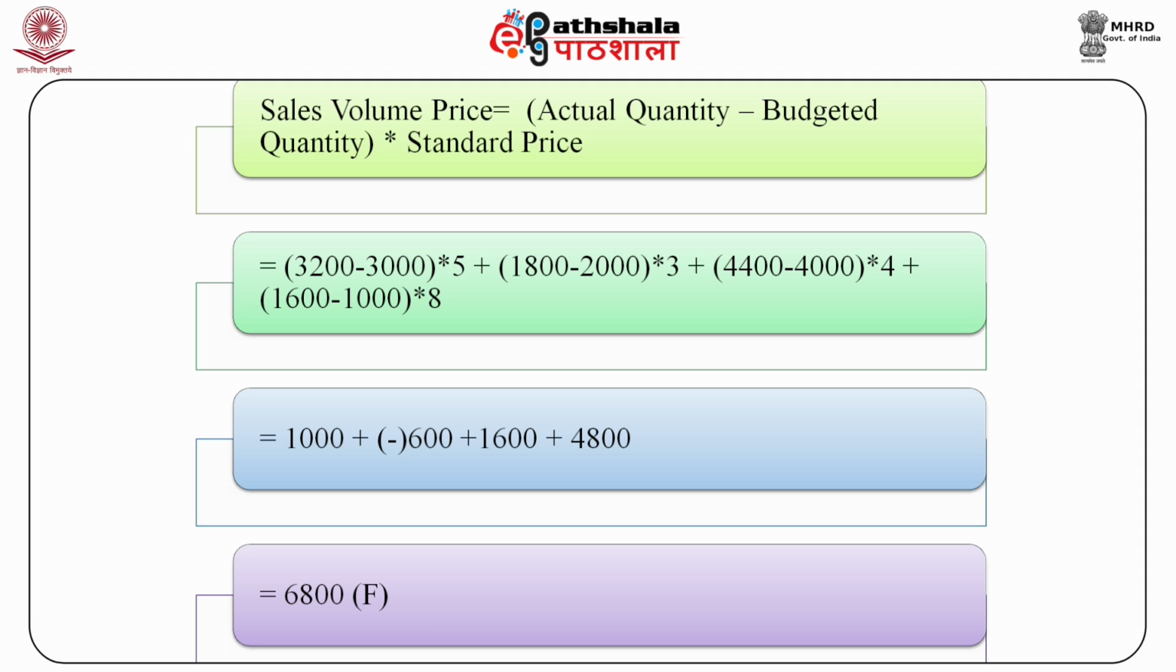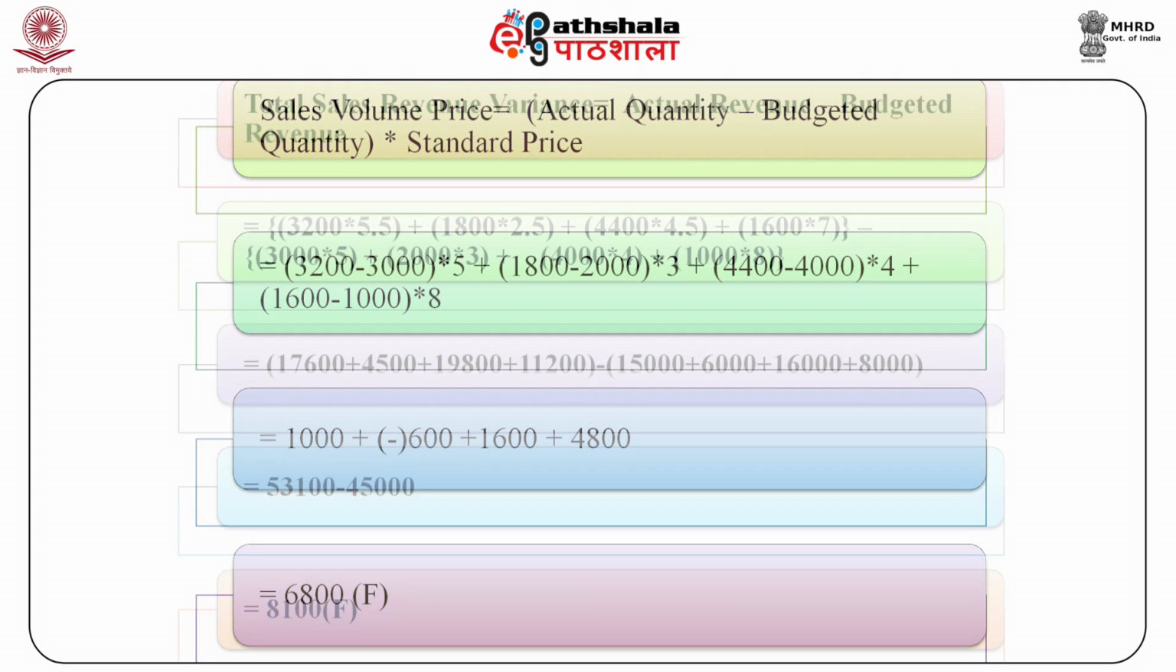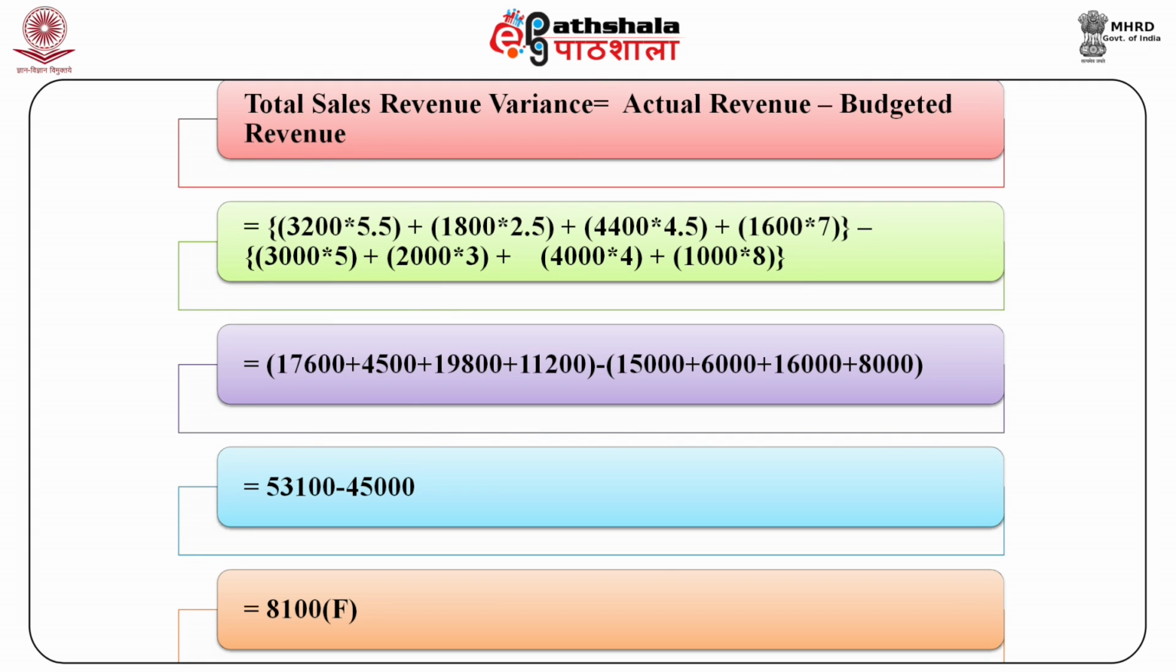Then we have sales volume variance. This is equal to actual quantity minus budgeted quantity multiplied by standard price. So we have (3200 minus 3000) multiplied by 5 plus (1800 minus 2000) multiplied by 3 plus (4400 minus 4000) multiplied by 4 plus (1600 minus 1000) multiplied by 8. This equals 6800.